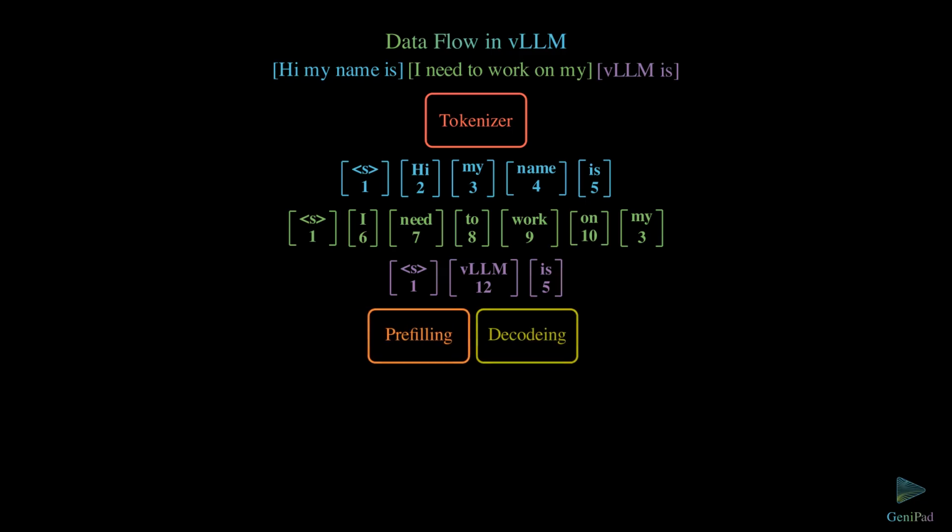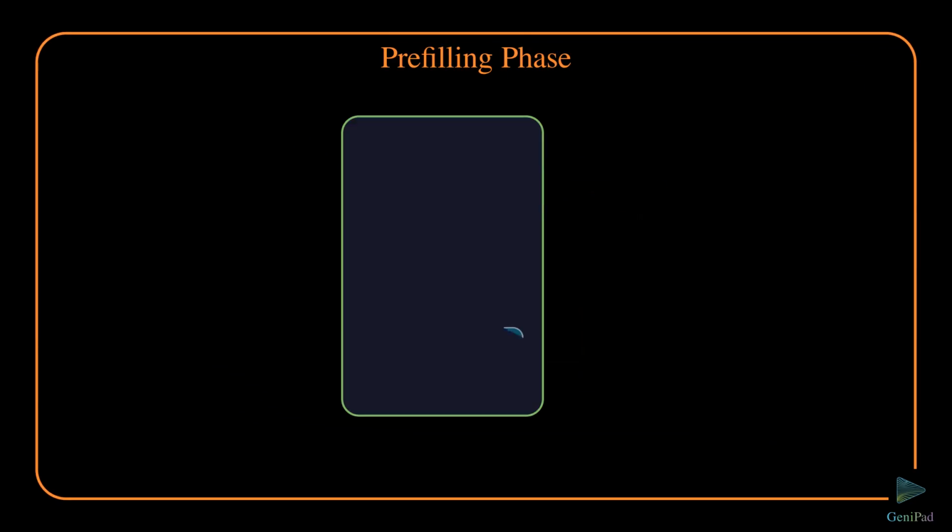Model execution contains 2 phases. The prefilling stage, where the model processes all prompt tokens in parallel, and the decoding stage, where the model generates new tokens one step at a time. This is the prefilling phase.